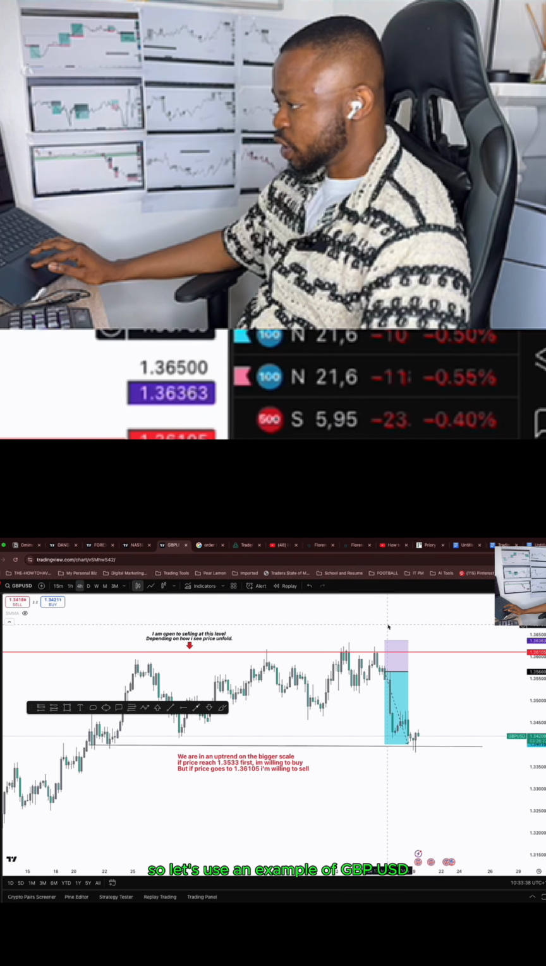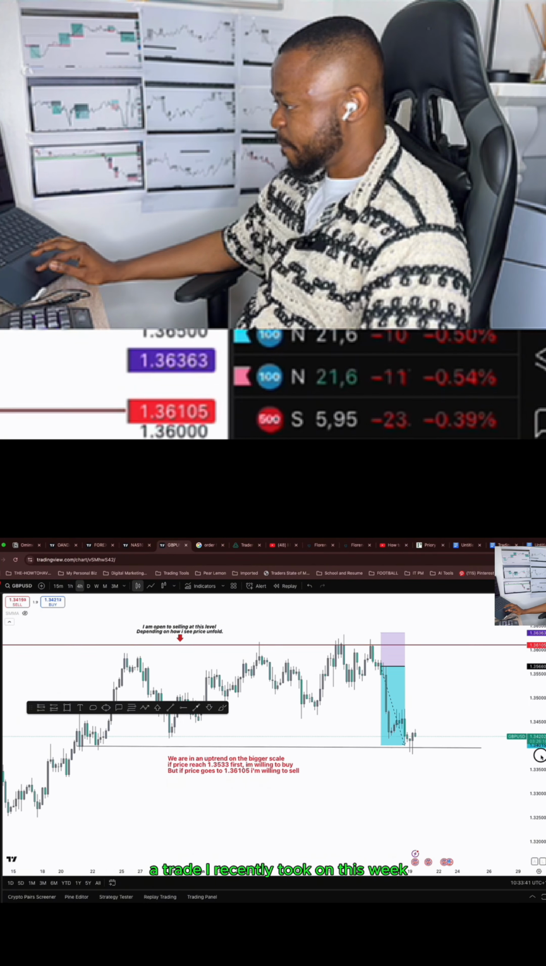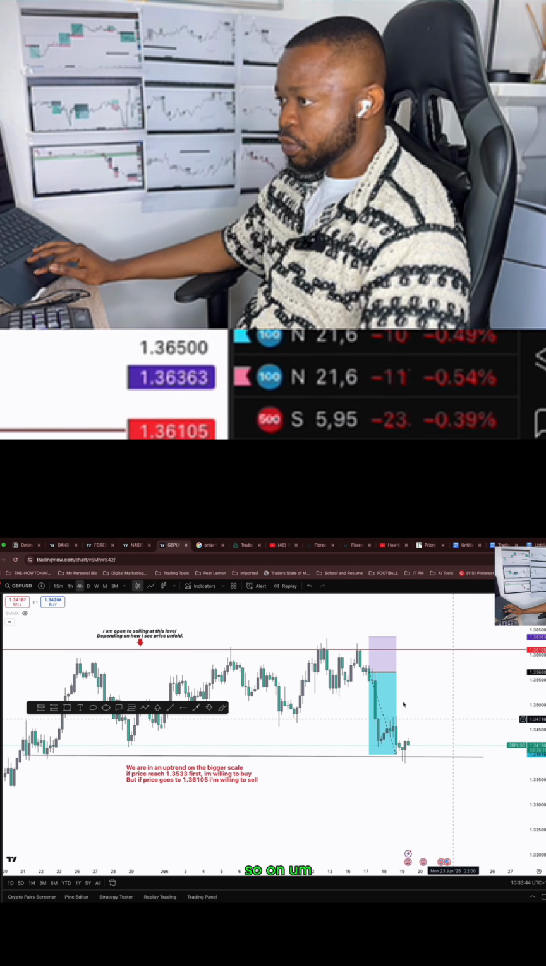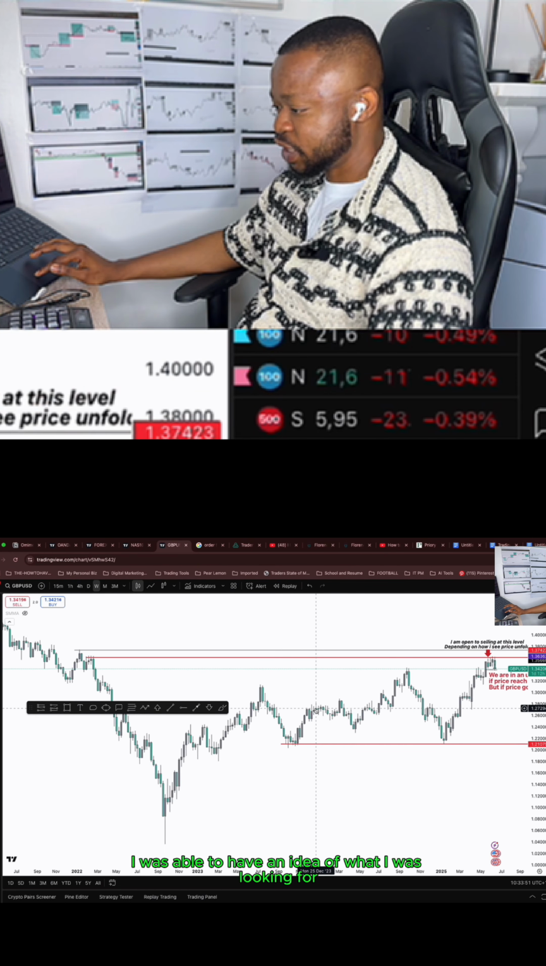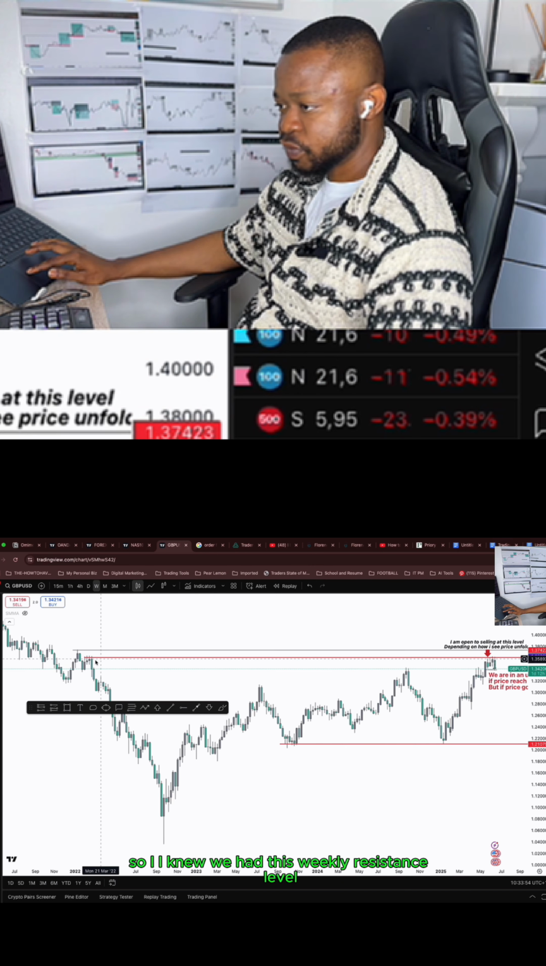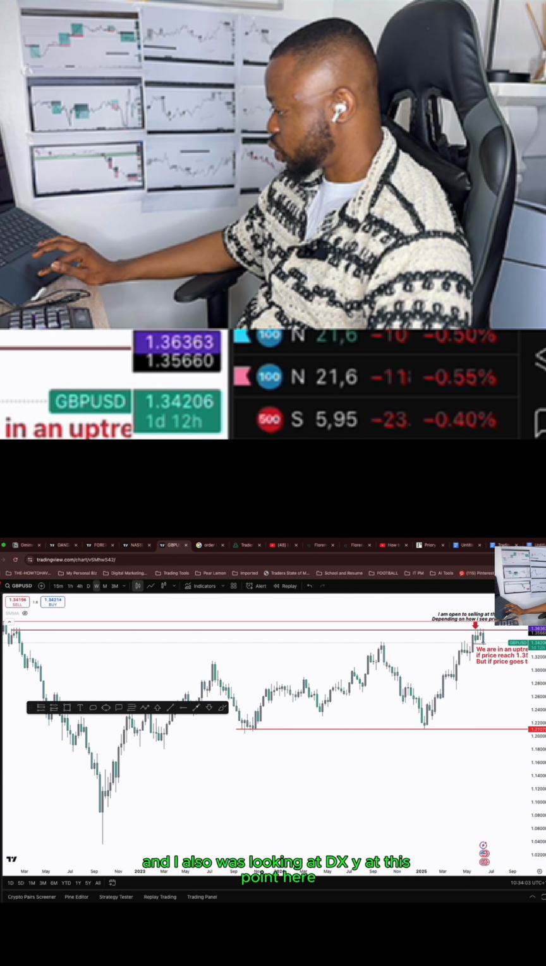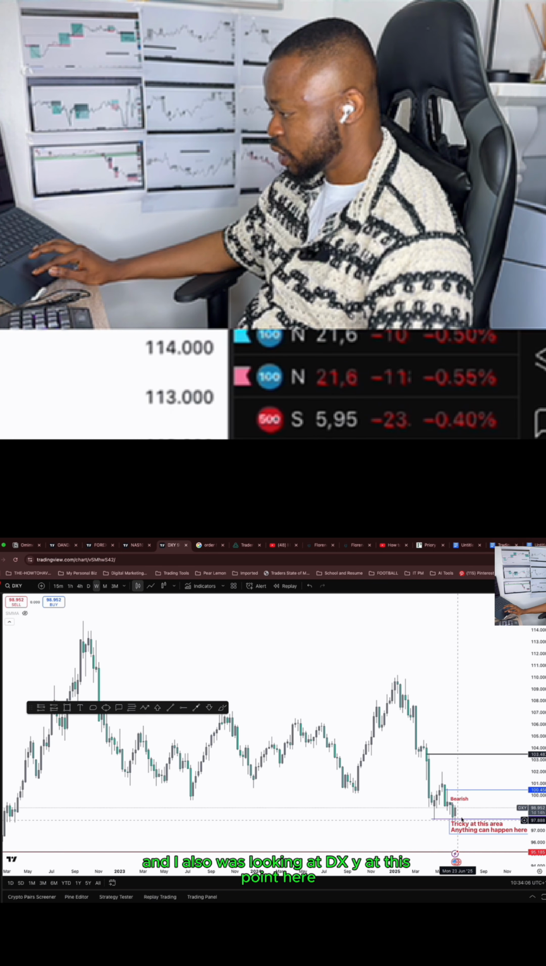Let's use an example of GBPUSD, a trade I recently took this week. On the weekend, I was able to have an idea of what I was looking for. I knew we had this weekly resistance level right around here. With that notion in mind, I was also looking at DXY at this point here.